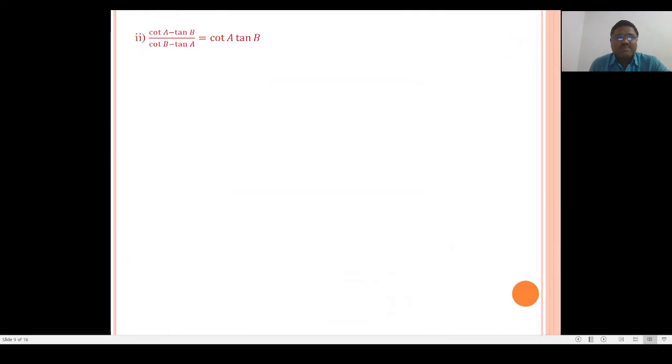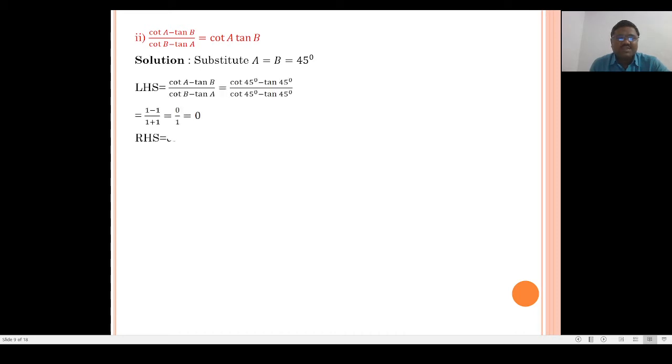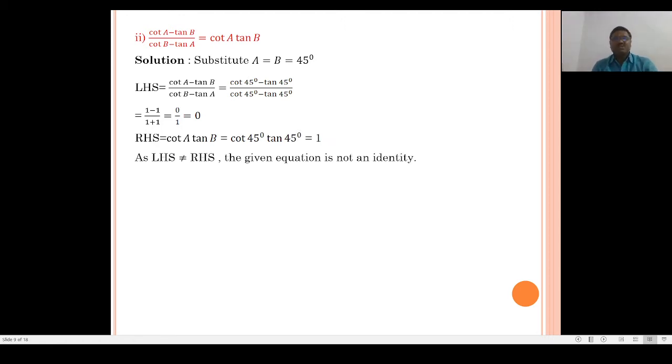Second example from that: cot A minus tan B upon cot B minus tan A equals cot A tan B. So substitute A, B equals 45 degrees. So we get LHS equals 0, RHS equals 1. So LHS is not equal to RHS. The given equation is not an identity.